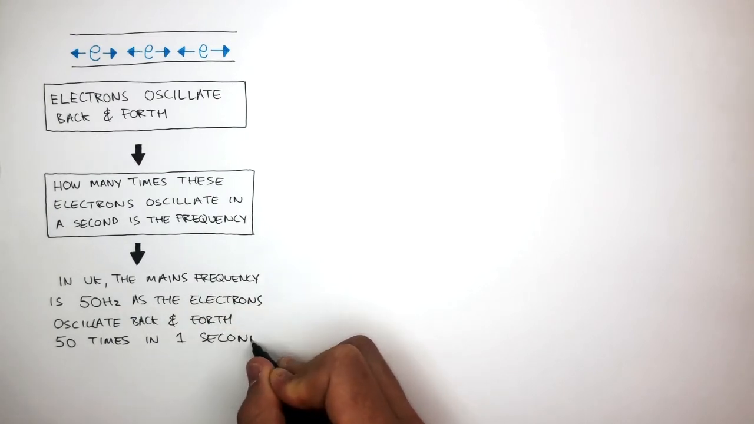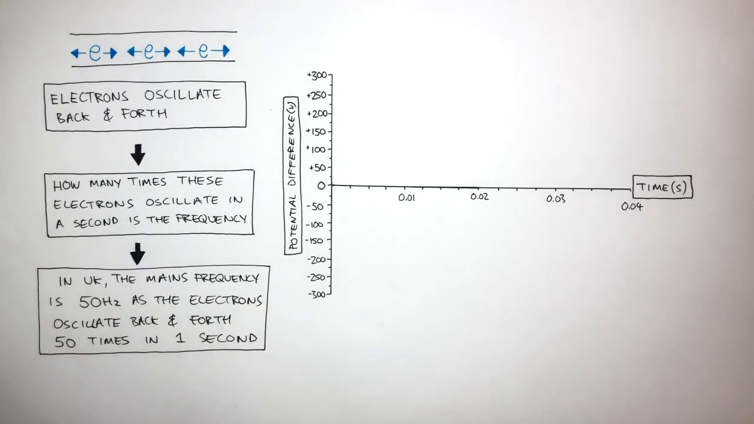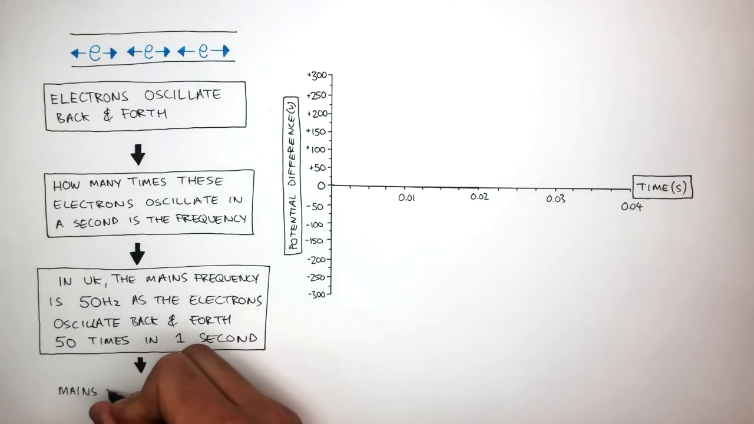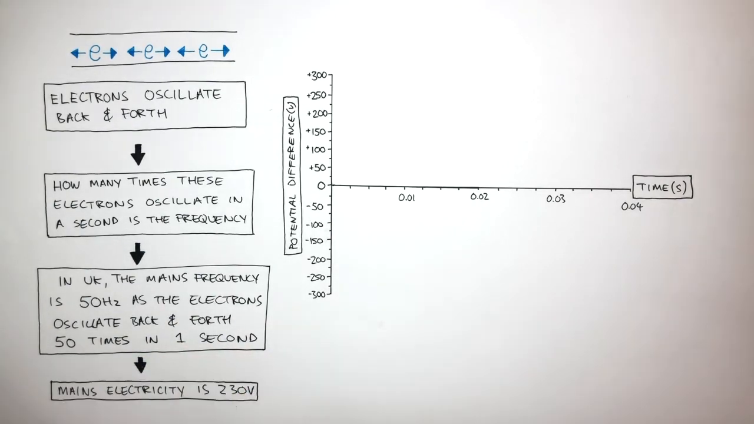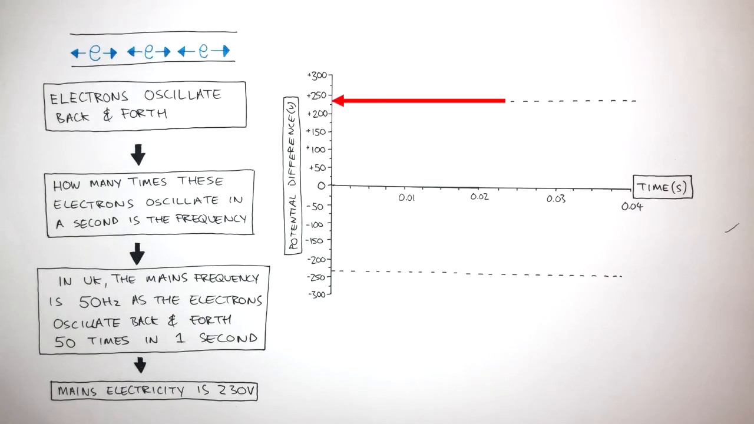We're now going to look at an oscilloscope graph for an alternating current, where the mains electricity is 230 volts. These dashed lines represent how the potential difference reaches 230 volts in the forwards direction and 230 volts in the backwards direction.